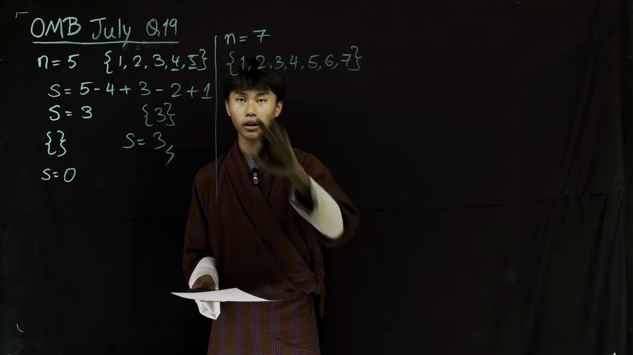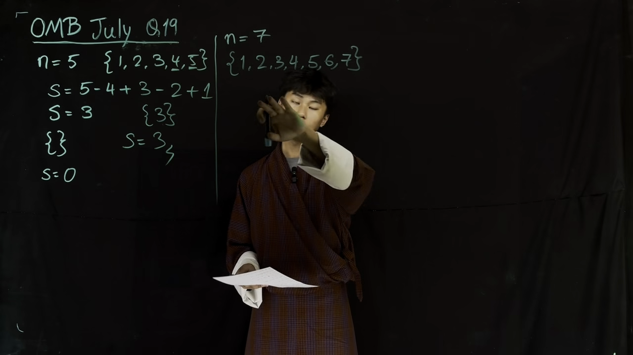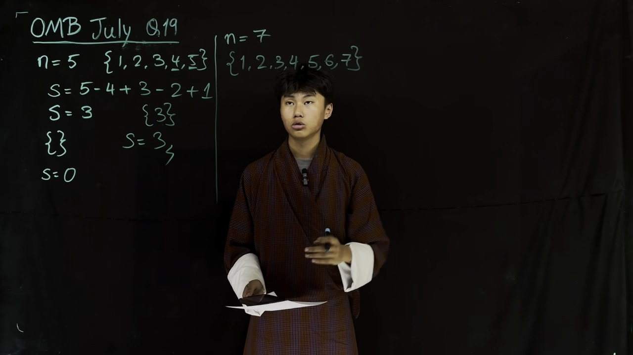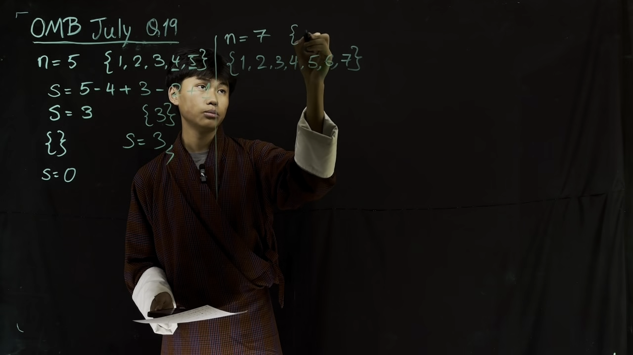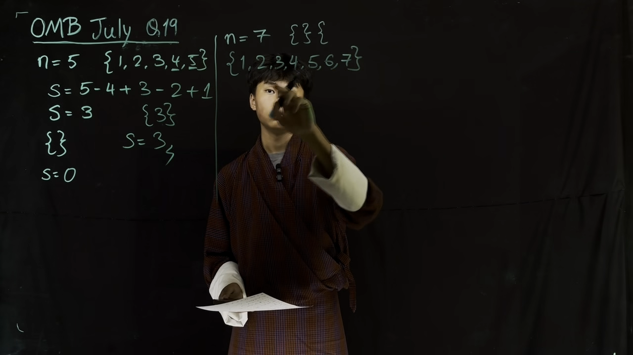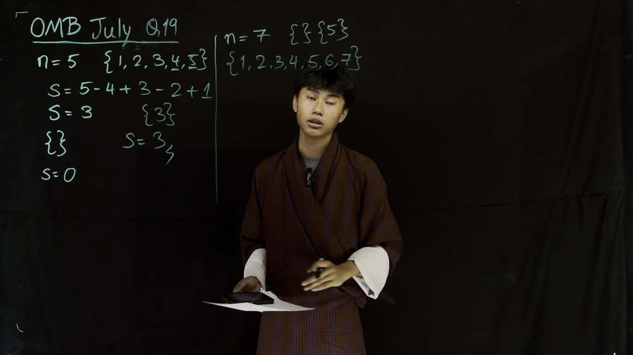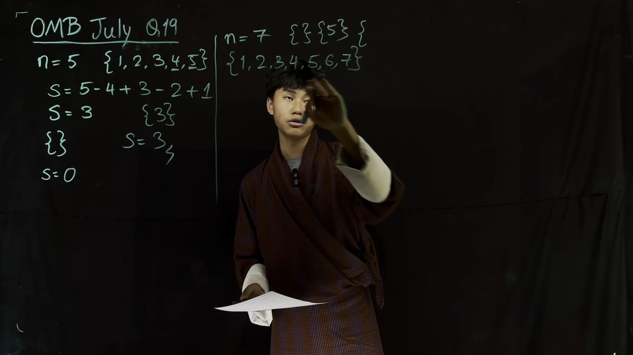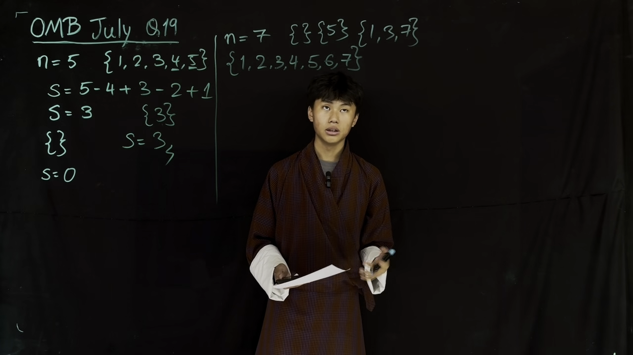You have a set of numbers containing elements from 1 all the way up to 7, and there are many possible subsets for this. A possible subset could be an empty set. An empty set is a subset of this. It could also be a singleton set, where you just pick any element you want, and this is also a subset. I hope you all know what subsets are. You could just pick a few numbers from here, and that will also result in a subset. That's what subsets are basically.